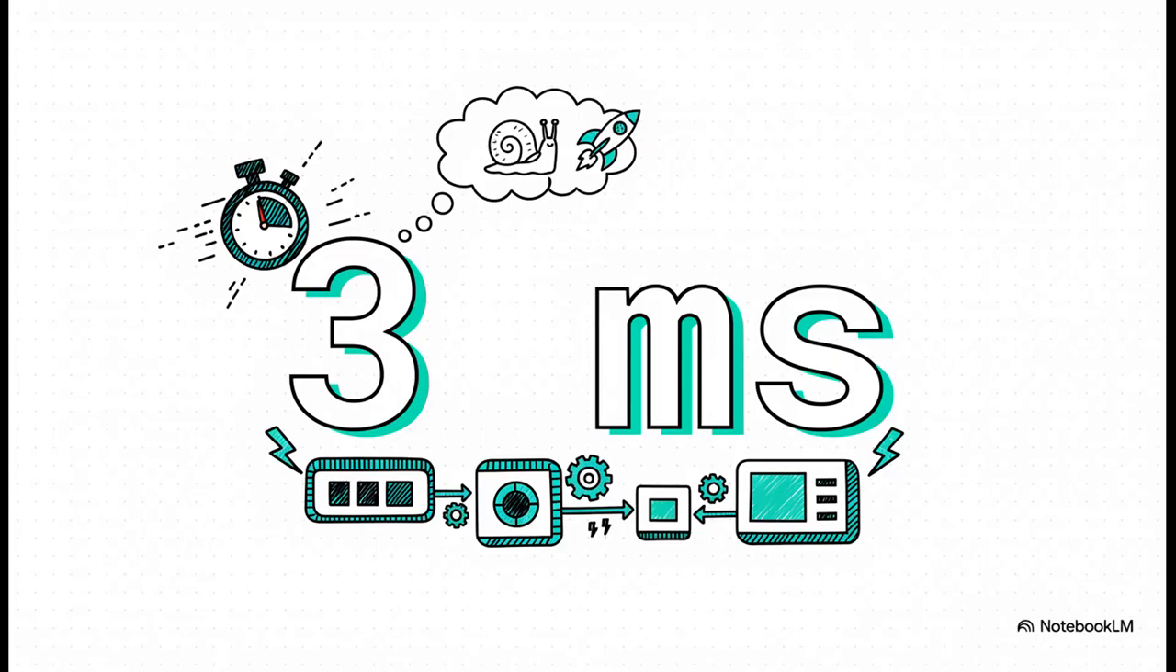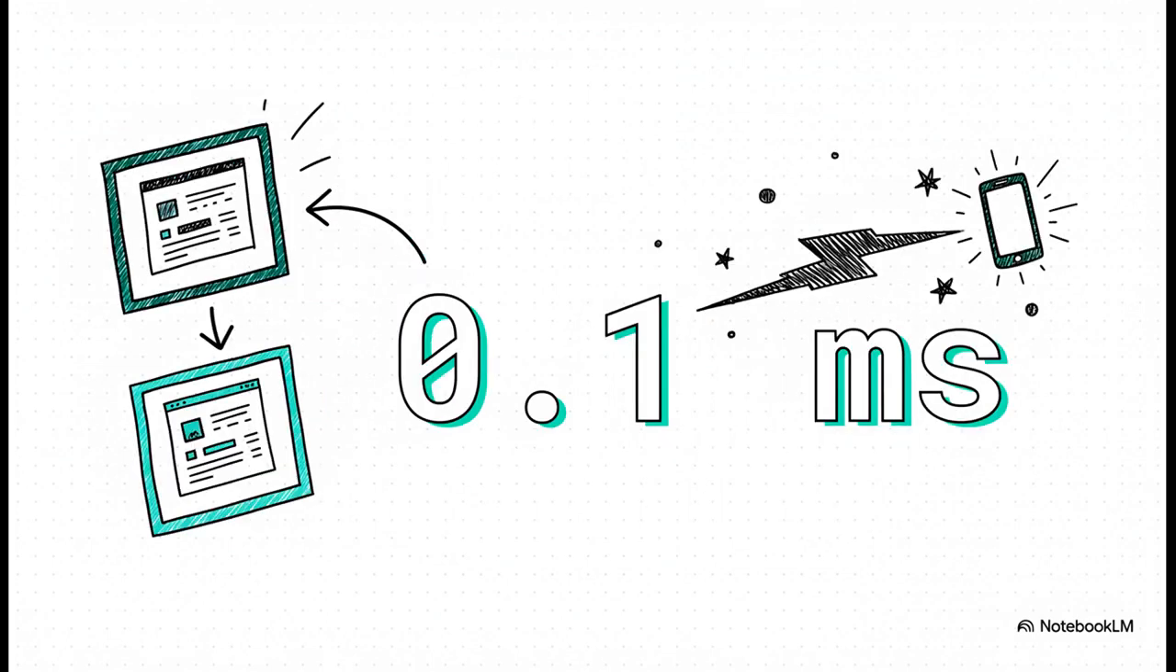So how slow is a standard component? Well, a typical FireMonkey control, which is pretty common, can take about 3 milliseconds just to paint itself onto the screen. Now, I know what you're thinking. 3 milliseconds? That sounds incredibly fast, right? Well, just wait. Now look at this. The paint time for an optimized Alcinoe control is just 0.1 milliseconds. So how on earth is that possible?